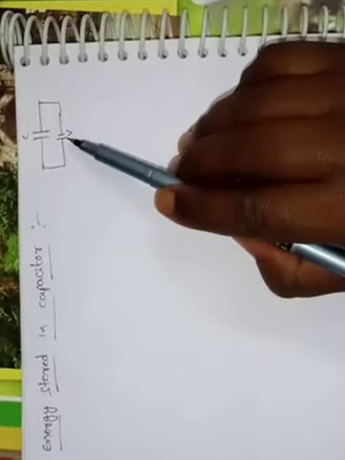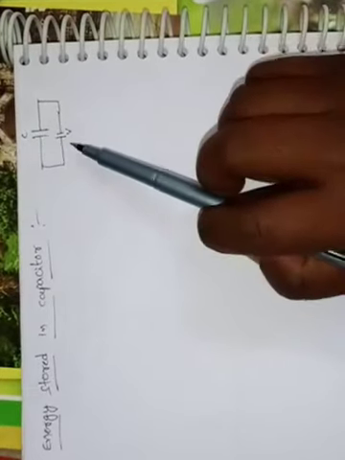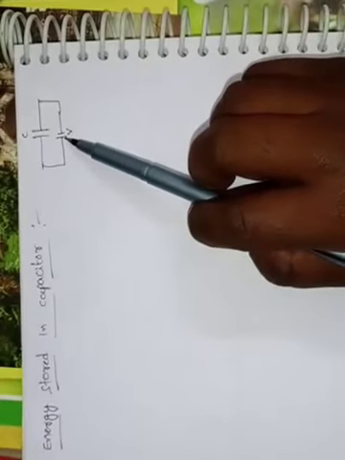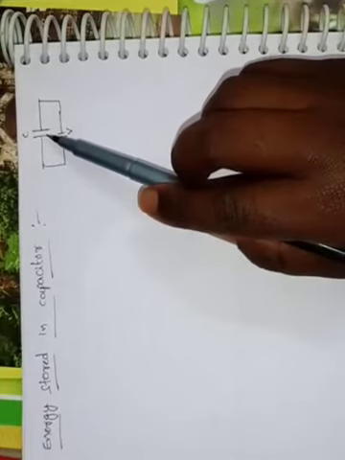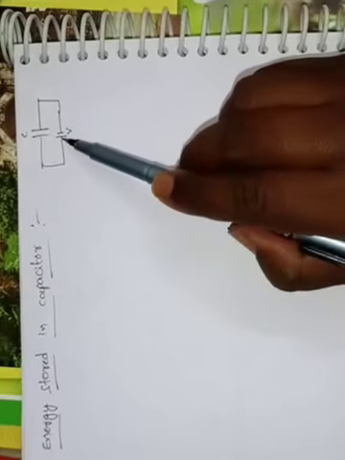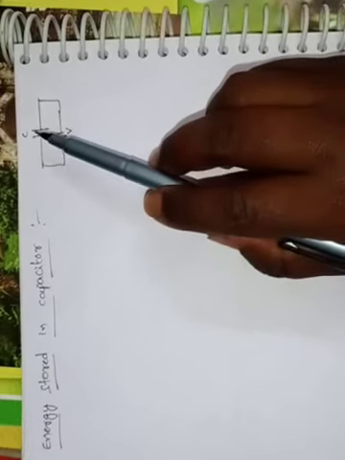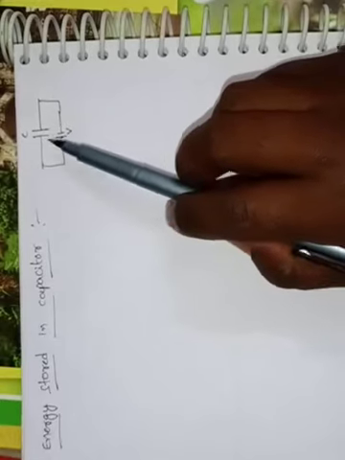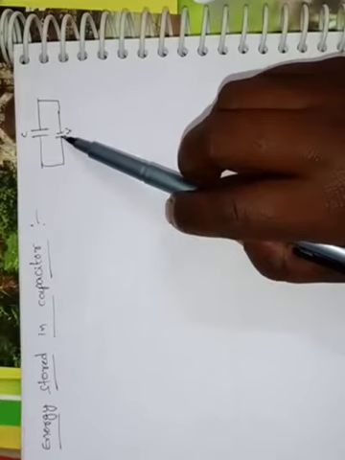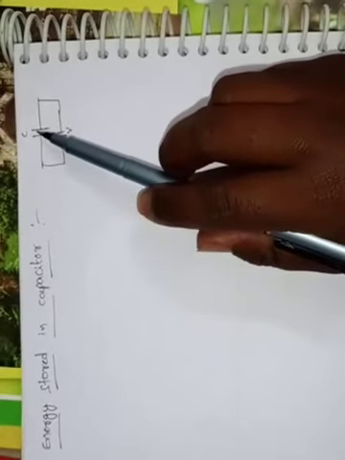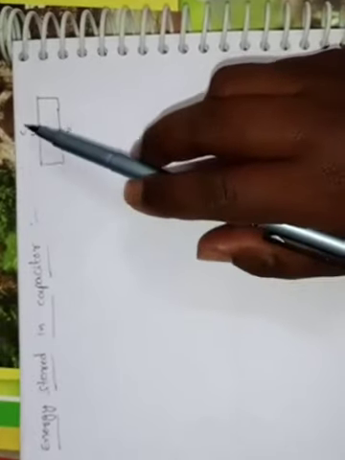When we connect a battery across the two plates of the capacitor, work has to be done by the battery to charge this capacitor. This point is the most important, you have to note it down. Means this battery is supplying the charge to charge this capacitor. So the total charge on this capacitor, let it be Q.